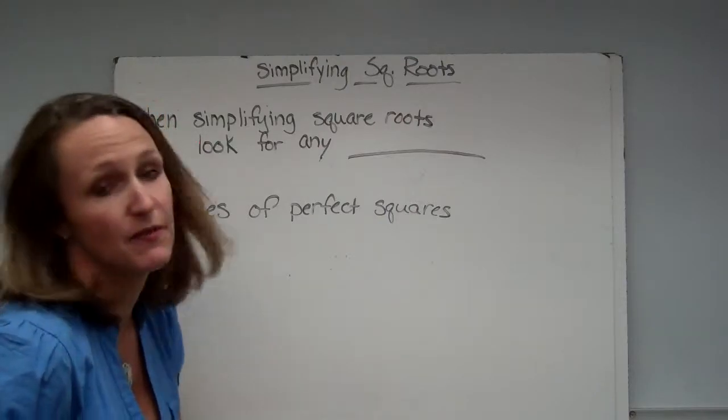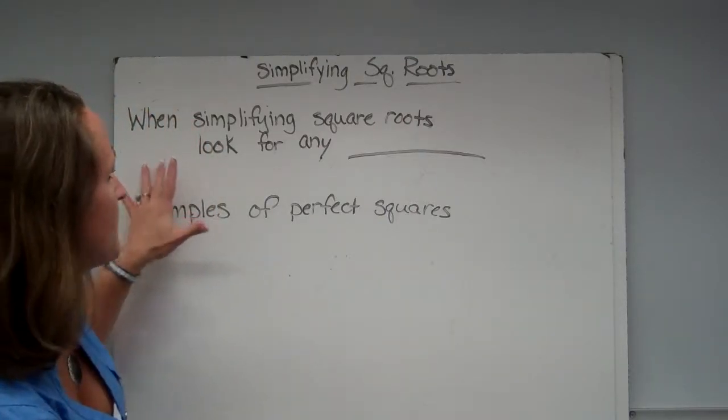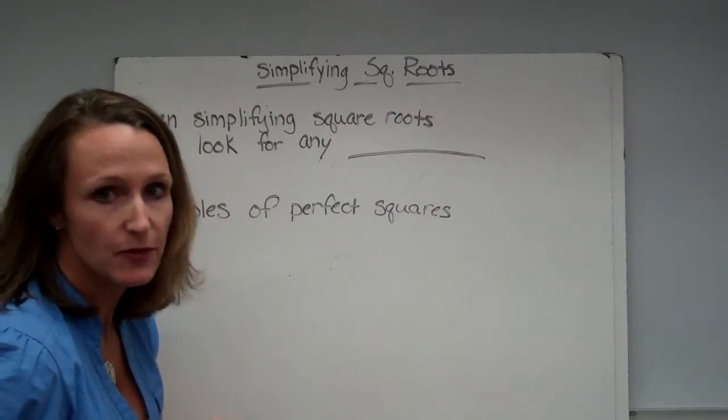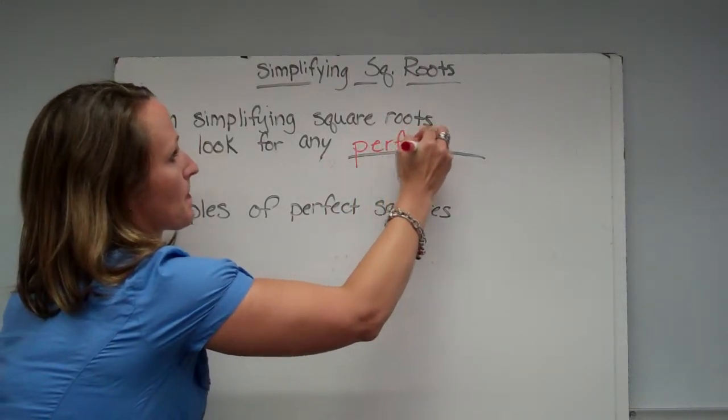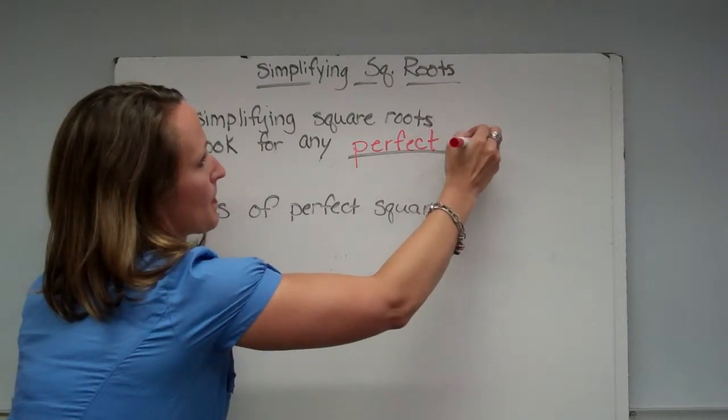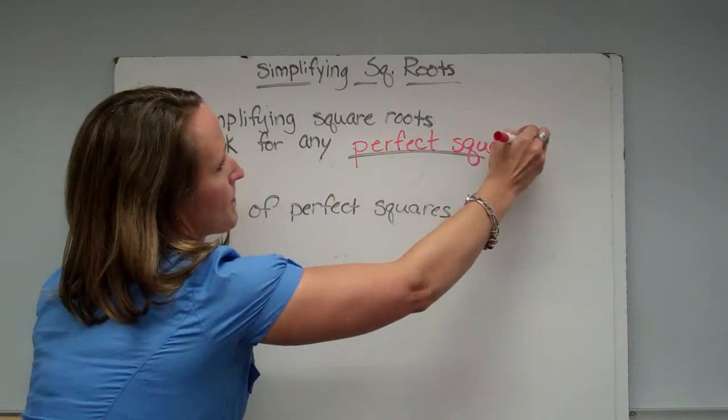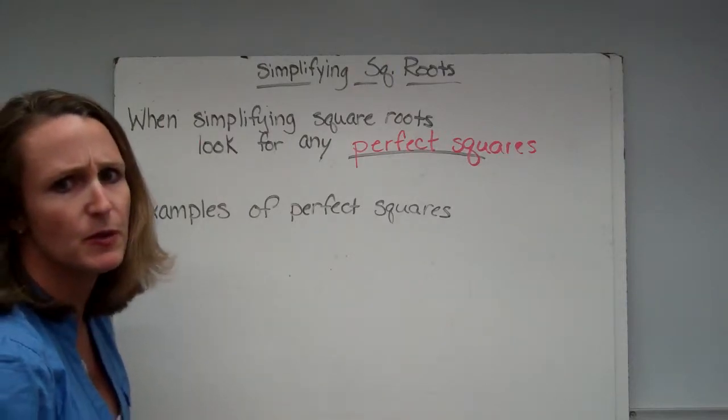We're going to talk about simplifying square roots. When you're simplifying square roots, the first thing you want to do is look for any perfect squares. Okay, so let's do some examples of perfect squares.